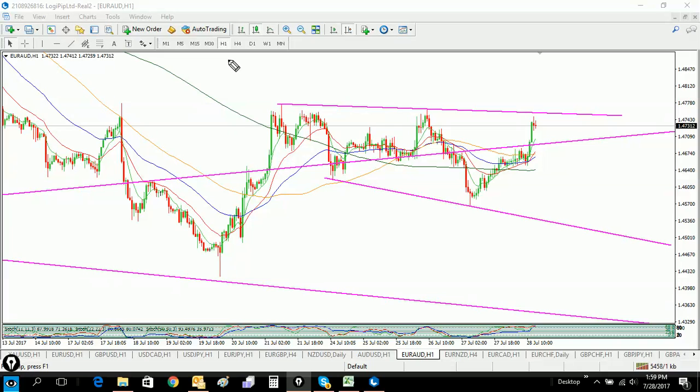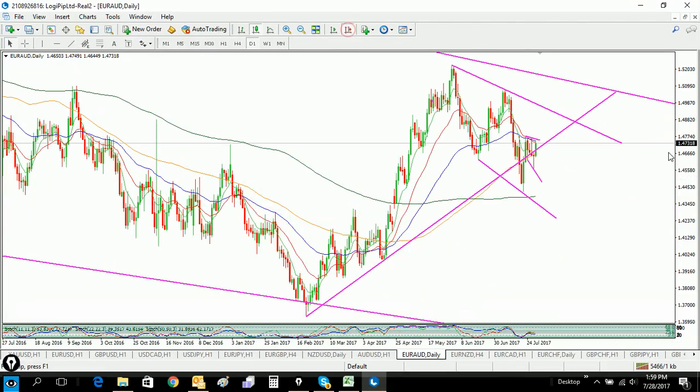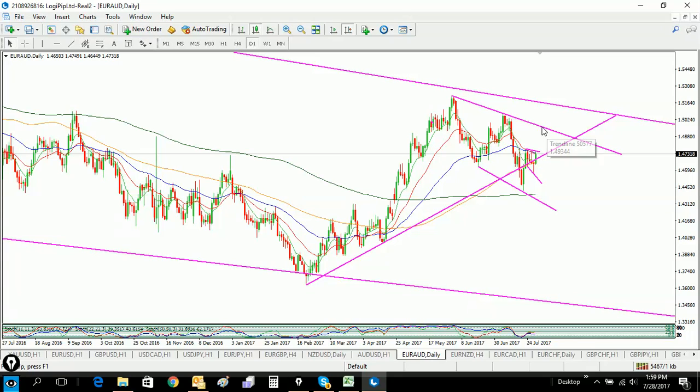So if we go back to the daily, let me just show you there where my targets would be. So on the daily, the initial break would be over here. That would be my initial target. Once we're at that point, my stop will definitely be in profit. And a break of that level, I'll be holding this hopefully to break the weekly resistance over here and to continue with this trade to the upside.